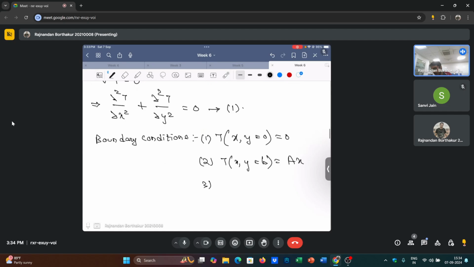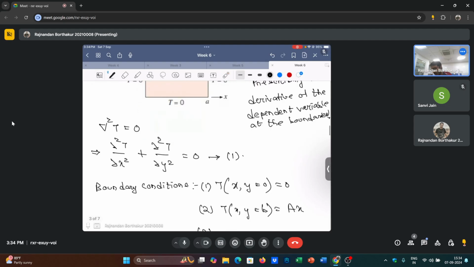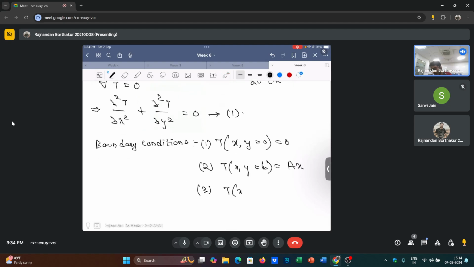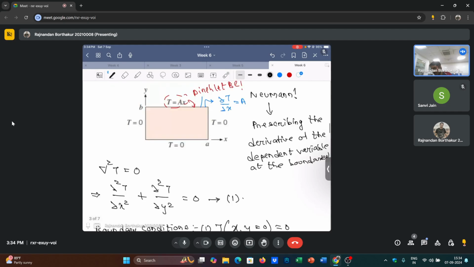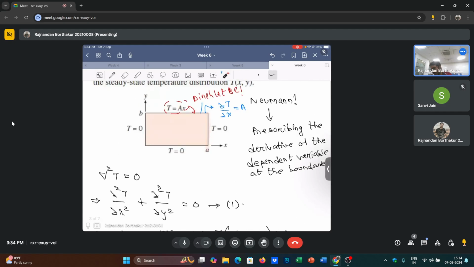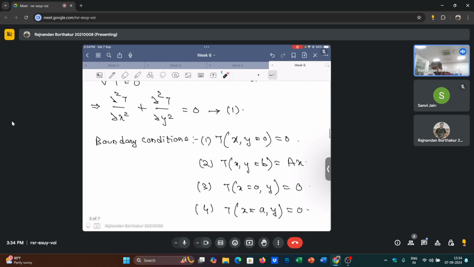The third boundary condition is for these phases and these phases. So you can write the temperature at x equal to 0 for all y is basically equal to 0, and your temperature at x equal to a for all y is basically equal to 0. So these are the 4 boundary conditions that we have in order to have a closed form solution of the Laplacian PDE that we need to solve.